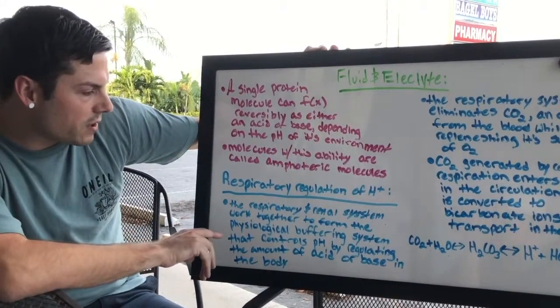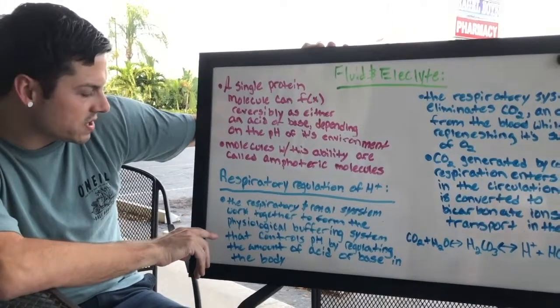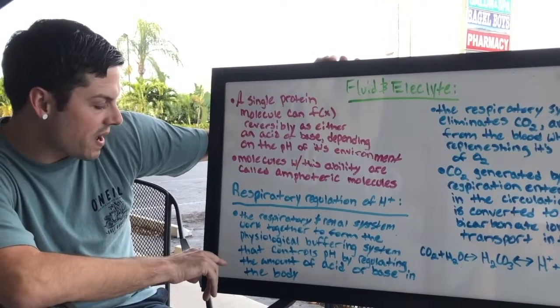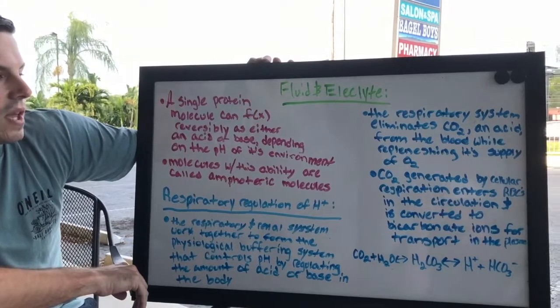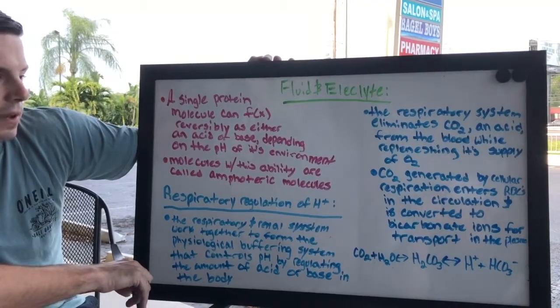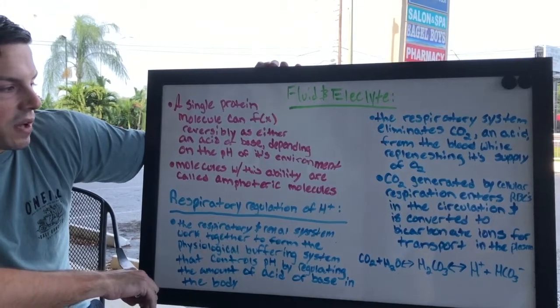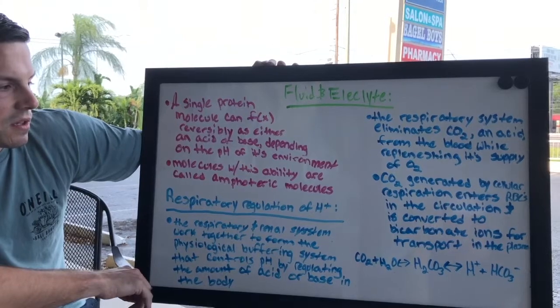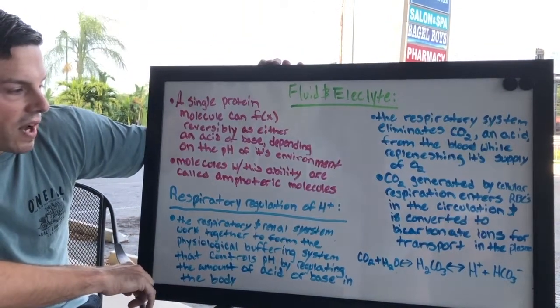Respiratory regulation of hydrogen. The respiratory and renal systems work together to form the physiological buffering system that controls pH by regulating the amount of acid or base in the body. The respiratory system eliminates CO2 and acid from the blood while replenishing its supply of O2.